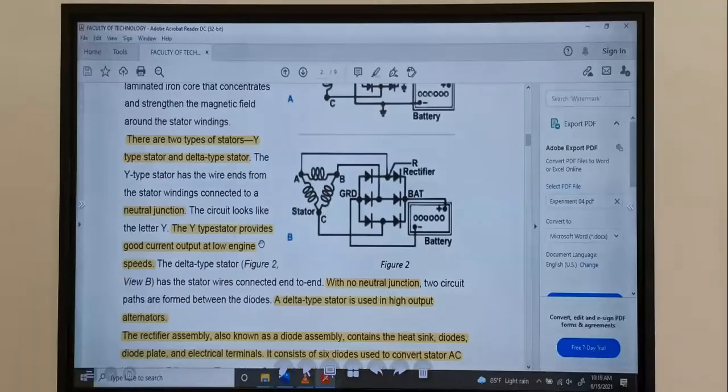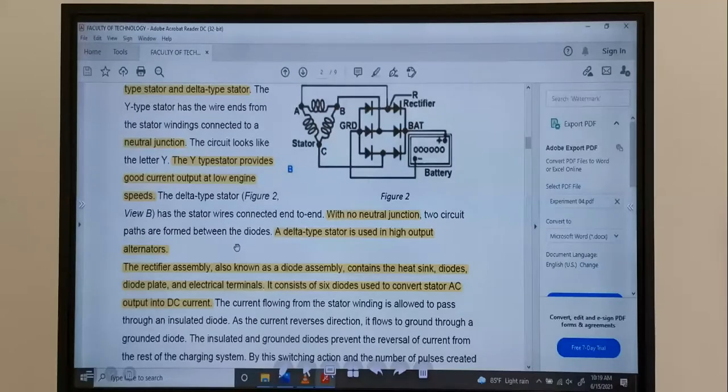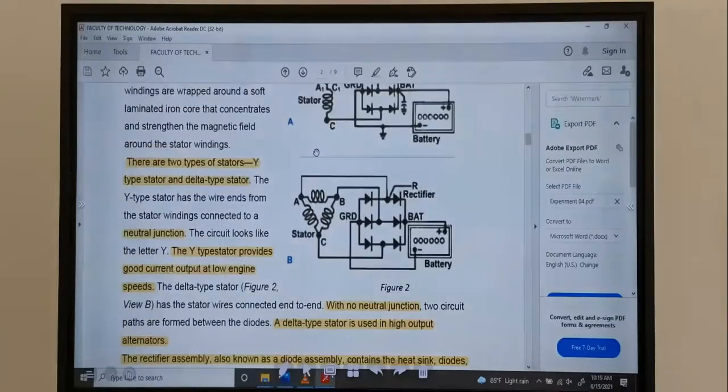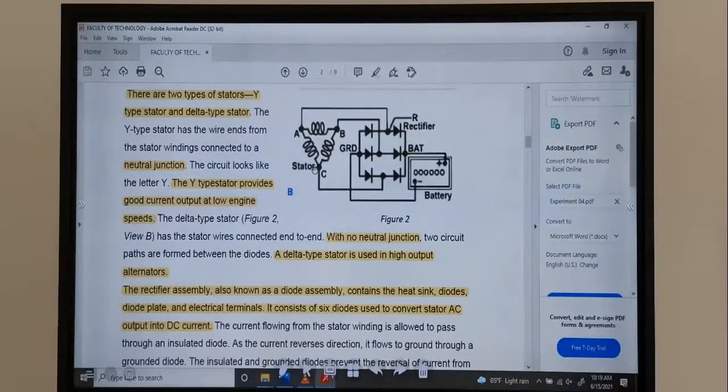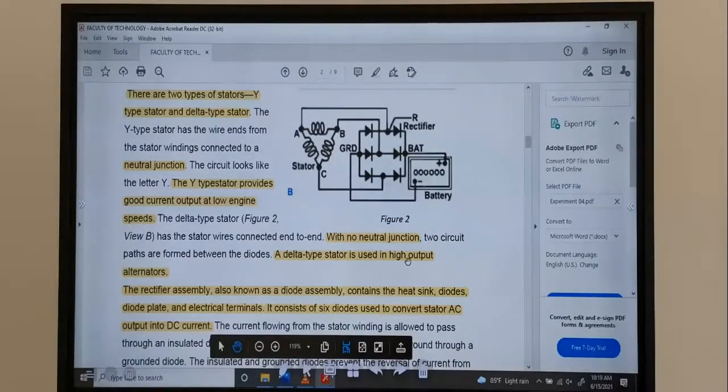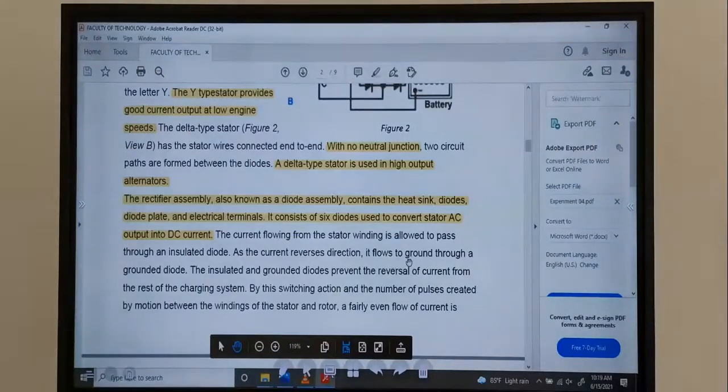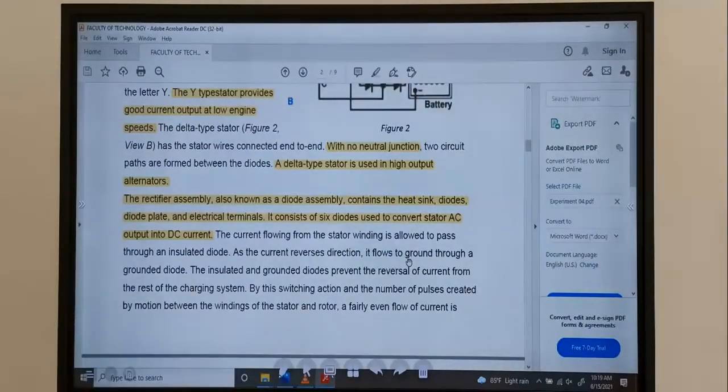The Y type stator provides a good current output at low engine speed. This is the advantage of the Y type stator. A delta type stator is not like the Y type, because here there is a neutral junction and there is no neutral junction there. But the delta type stator is used for high output alternators. So 6 diodes are used, but at the same time only 2 diodes are working.